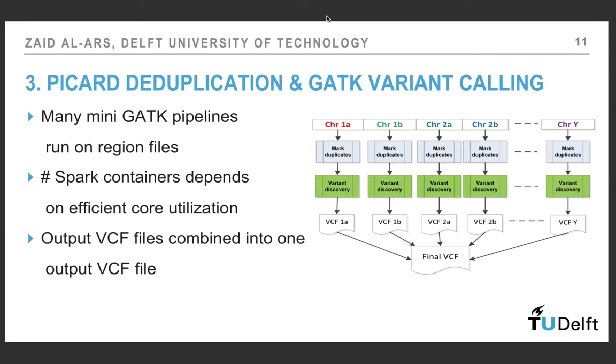The number of Spark containers that are created to be able to process and analyze the different region files depends on how efficiently we can use the cores in the cluster. Finally, each mini GATK pipeline generates its own mini VCF file, and all these VCF files are combined together into one final VCF file for the whole analysis.